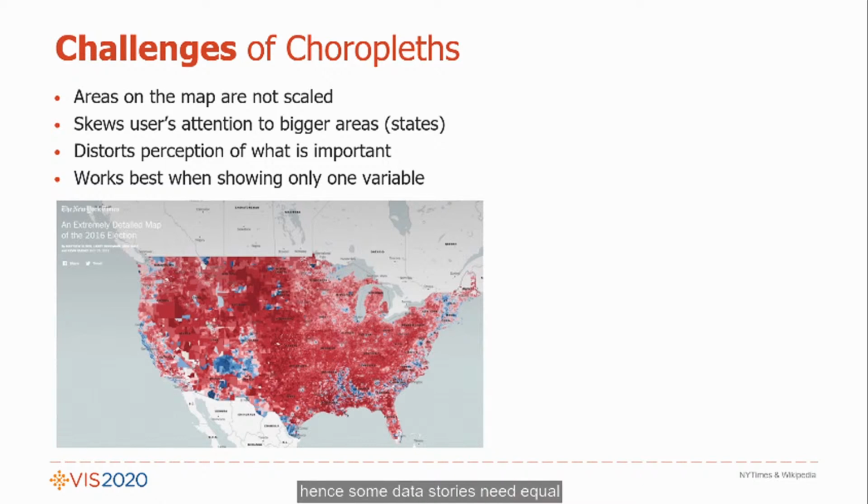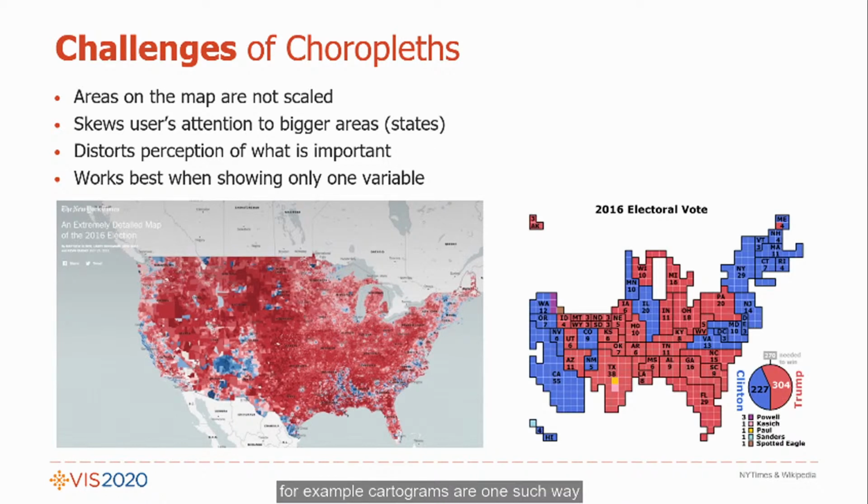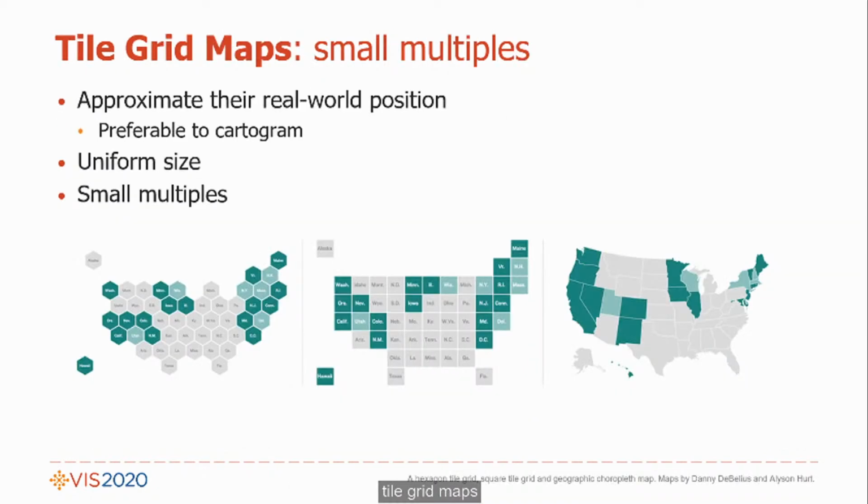Hence, some data stories need equal emphasis for geographic entities and need to be arranged in a way that is close to the actual map representation. For example, cartograms are one such way, but they are difficult to interpret. Shape is heavily distorted, and since we are so used to seeing maps, we need something that places regions closer to where we live. Tile grid maps handle this problem optimally.